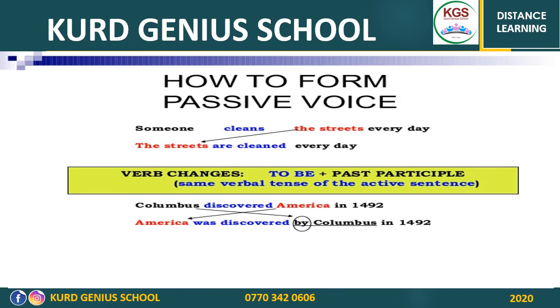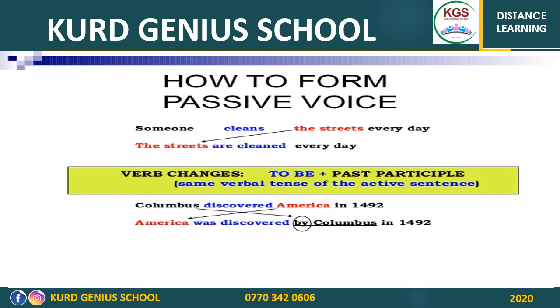In this slide, I will explain more how to form the passive voice. Look at these two examples. Someone cleans the streets every day. So someone is the subject, the doer of the action of the verb. The sentence is active. Why? Because we have the subject, and the subject is the doer of the action of the verb. Cleans is the verb, and what's being affected by the action of cleaning? The action of cleaning is performed on the streets. So the streets here is the object.